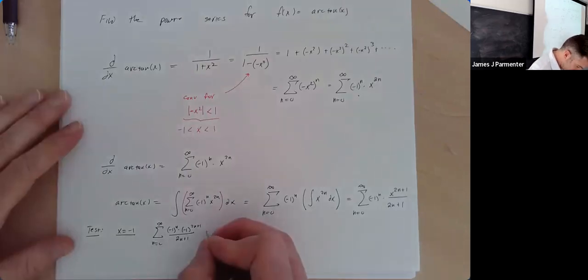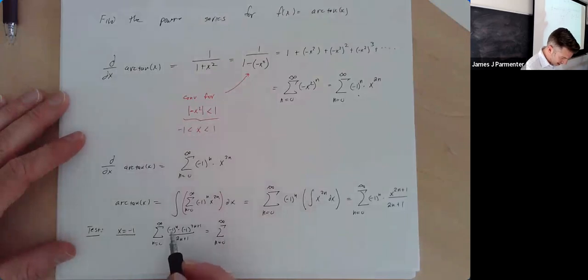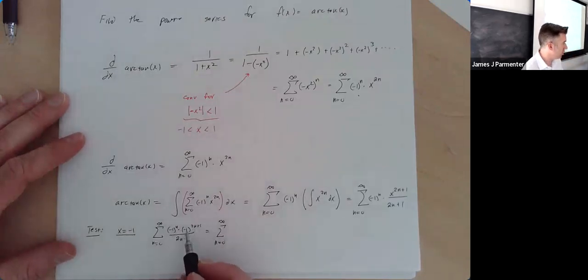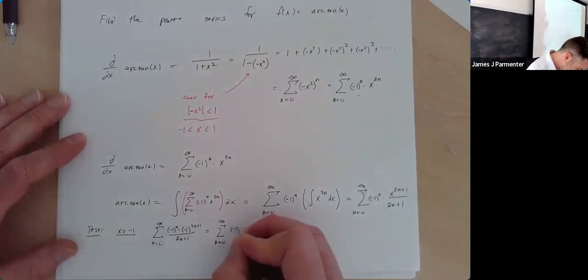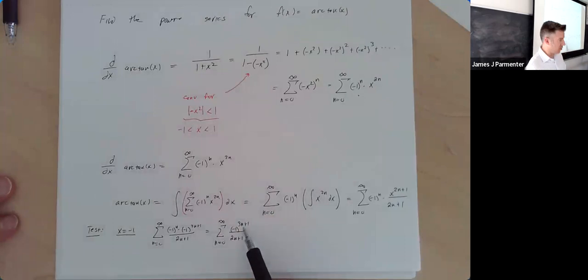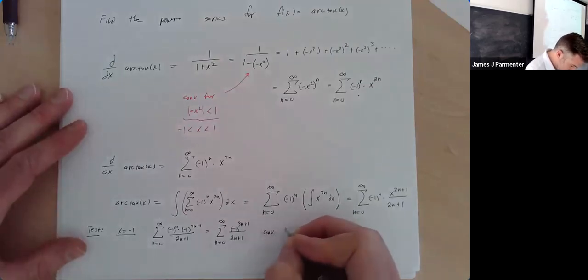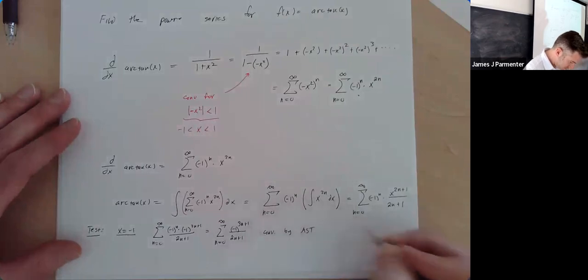We could also just combine them together and say this is the net sum from n equals 0 to infinity. When you add those powers, n plus 2n plus 1 is 3n plus 1. And then the question is, does that power go between even and odd? And it does. If n is 0, this is odd. If n is 1, this is even. If n is 2, this is odd, and so on. So this converges by the alternating series test.